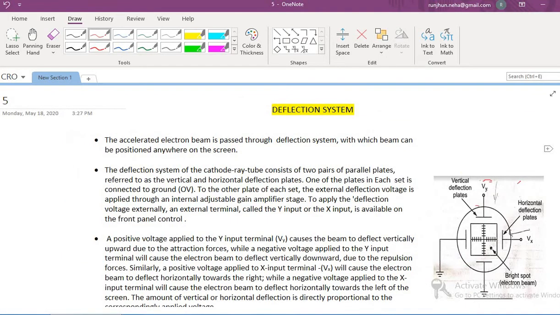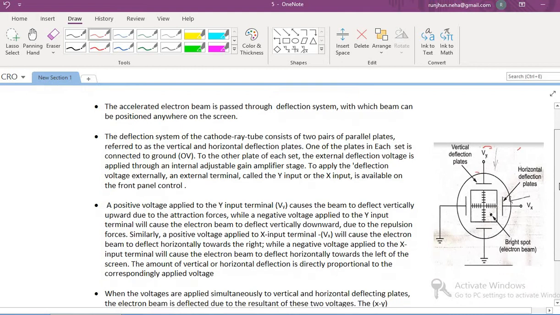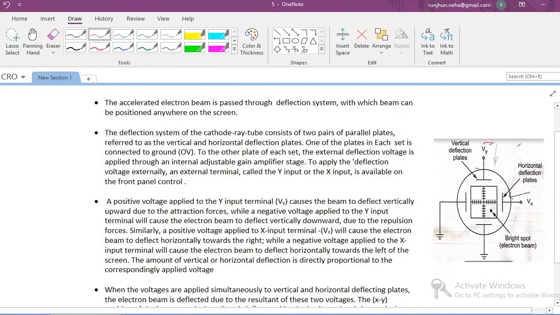After the beam has been focused and accelerated, it is allowed to pass through the deflection system, which can position the beam anywhere on the screen. It is shown in the figure on the right side of the screen. The deflection plate assembly of the CRT consists of two sets of parallel plates referred to as vertical deflection plates and horizontal deflection plates.